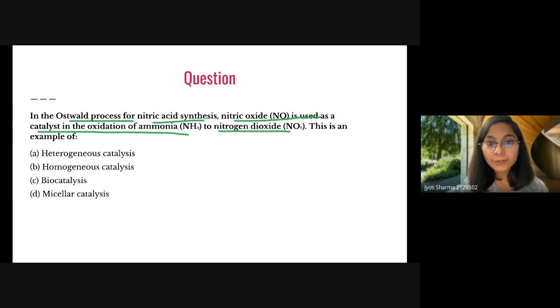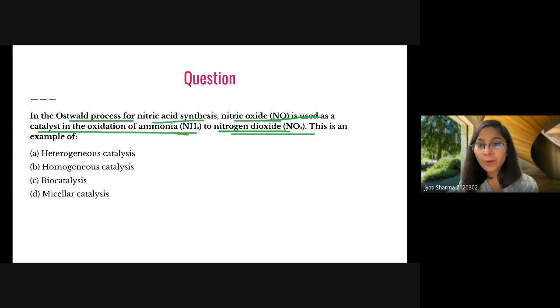Just see: nitric oxide, ammonia, and nitrogen dioxide. Can you check the phase of these three compounds? If the phase of these three compounds is the same, then we will call it homogeneous. If the phase is different, then this will be heterogeneous. But we know that nitric oxide is not biocatalysis, because biocatalysis is made up of biomolecules, and nitric oxide is not a biomolecule.